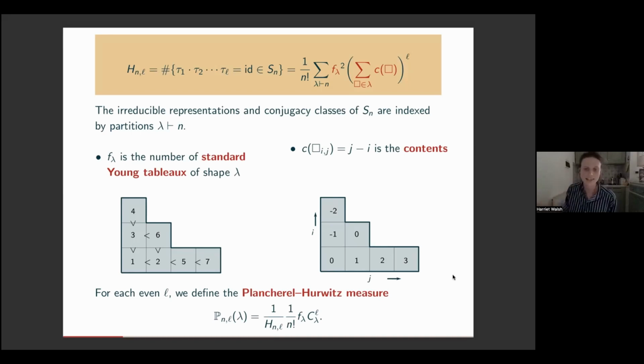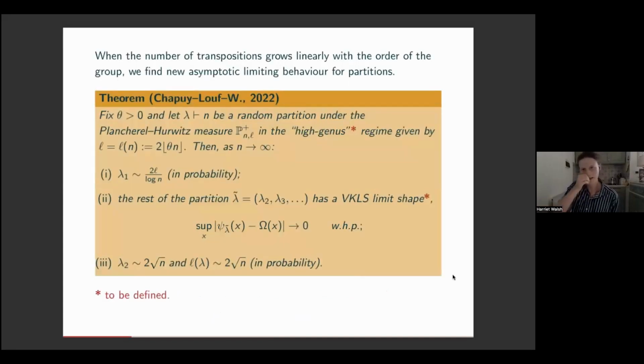If we set L to 0, we're counting something trivial, just the number of factorizations by 0 transpositions, but we recover the classical Plancherel measure. And what we look at is a regime where L is no longer 0. In fact, it's not finite at all. It grows linearly with the order of the symmetric group. And we will call this, for reasons that I'll explain, a high genus regime.